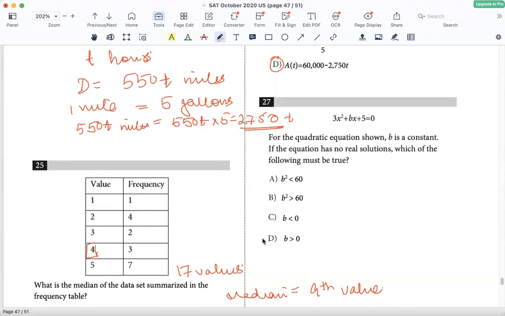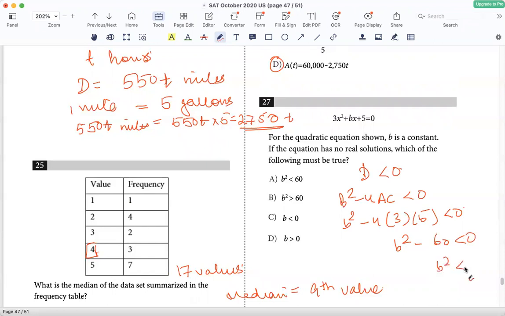For the quadratic equation shown, if the equation has no real solutions, which of the following must be true? No real solutions means the discriminant is negative, which means b squared minus 4ac is negative. So small b squared, a is 3 and c is negative 5. So b squared minus 60 is negative. So b squared should be less than 60. Option A.